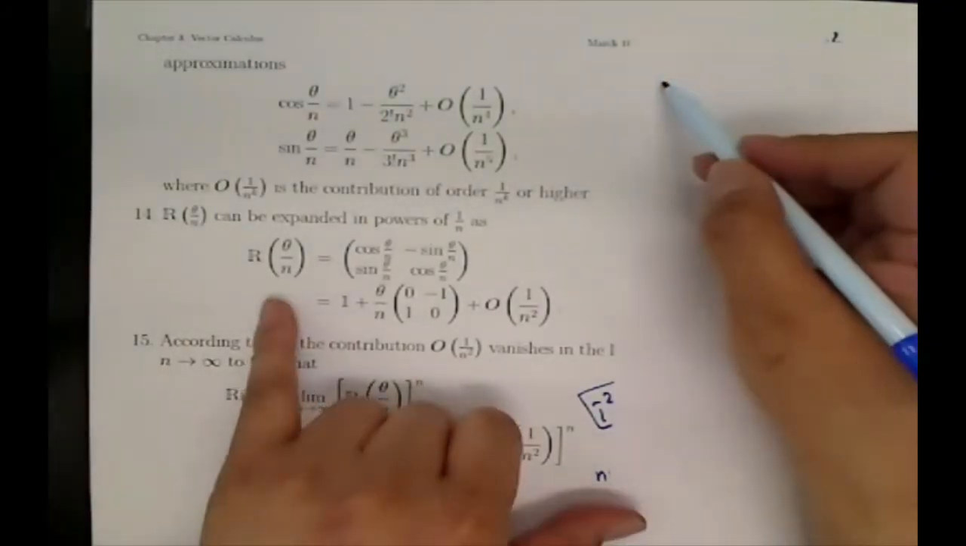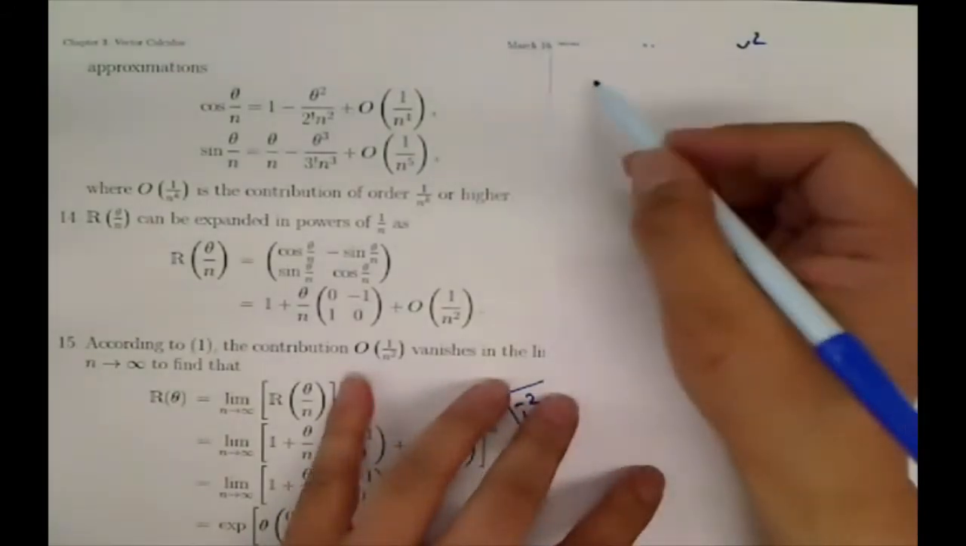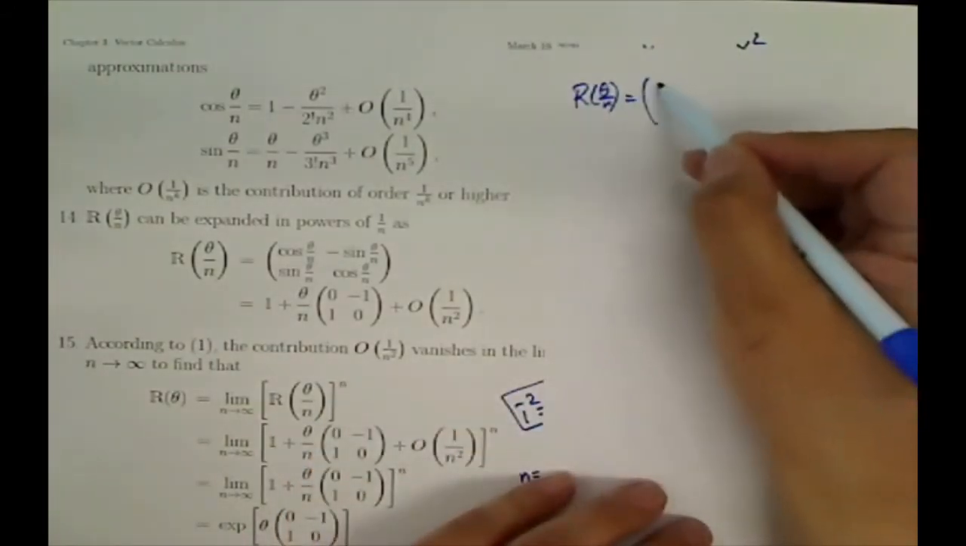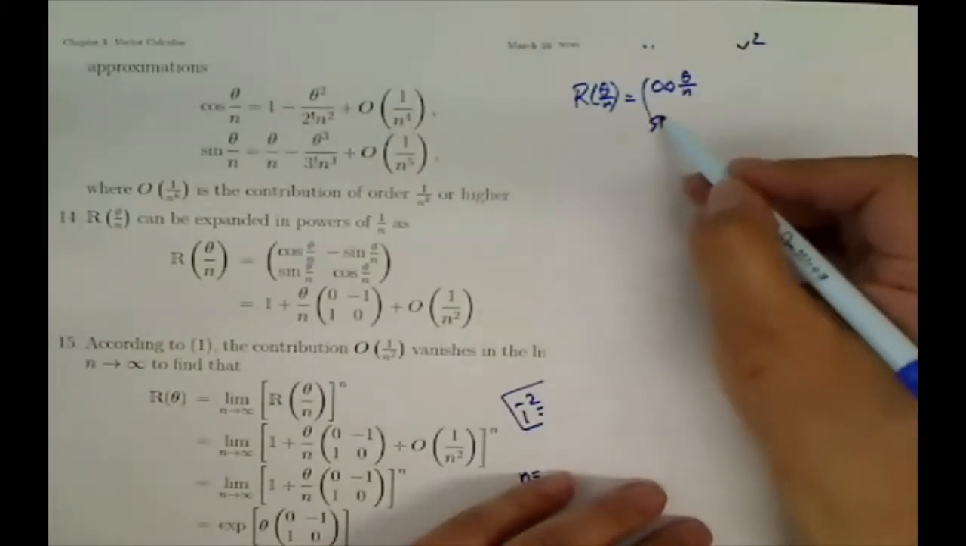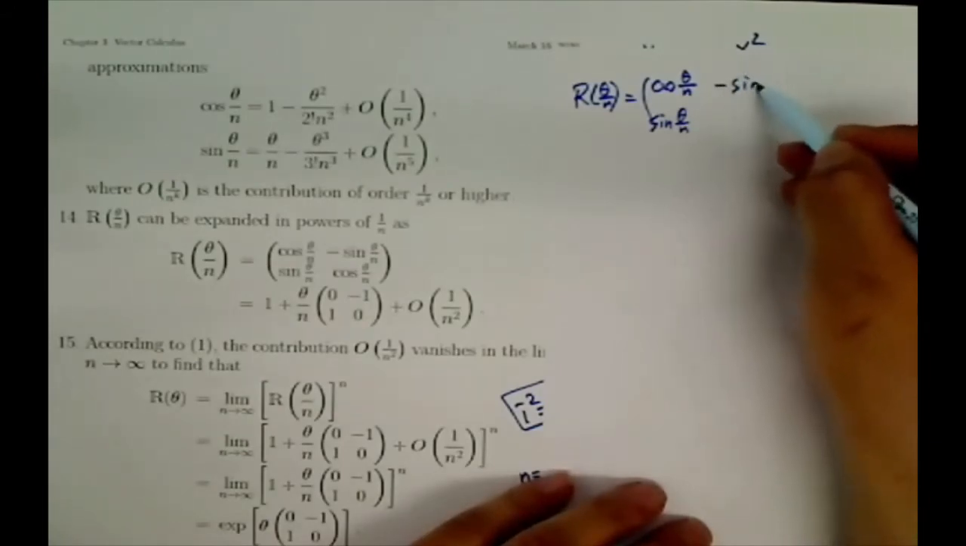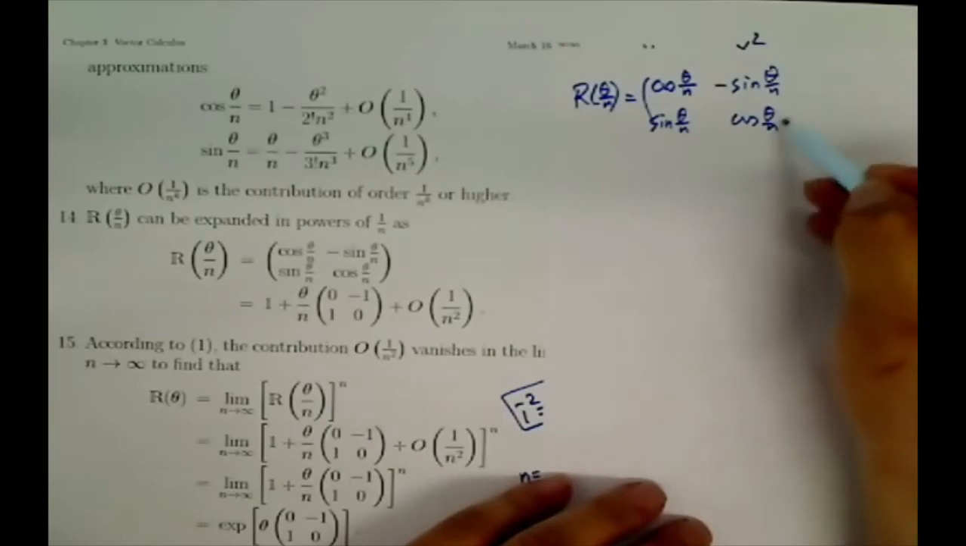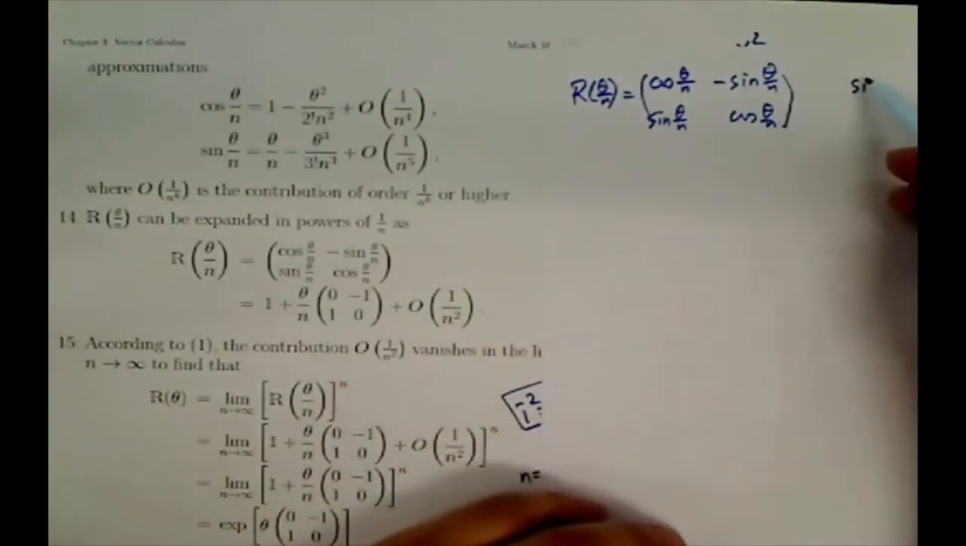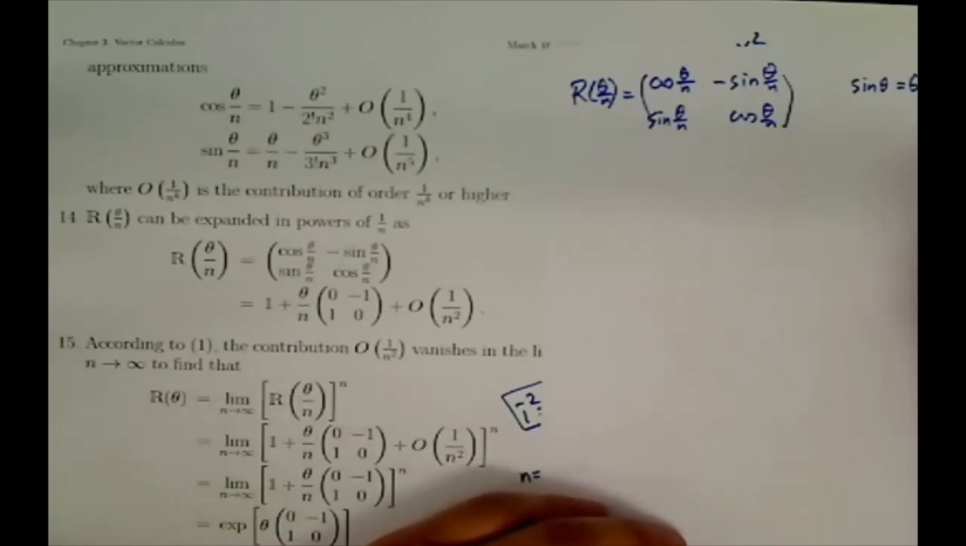So R theta over n equals cosine theta over n, sine theta over n, minus sine theta over n, cosine theta over n. We recall that sine theta was theta minus theta cubed over 3 factorial, and cosine theta was 1 minus theta squared over 2 factorial. So we can substitute theta over n, theta over n, theta over n. It means n cubed, n squared, something like that.